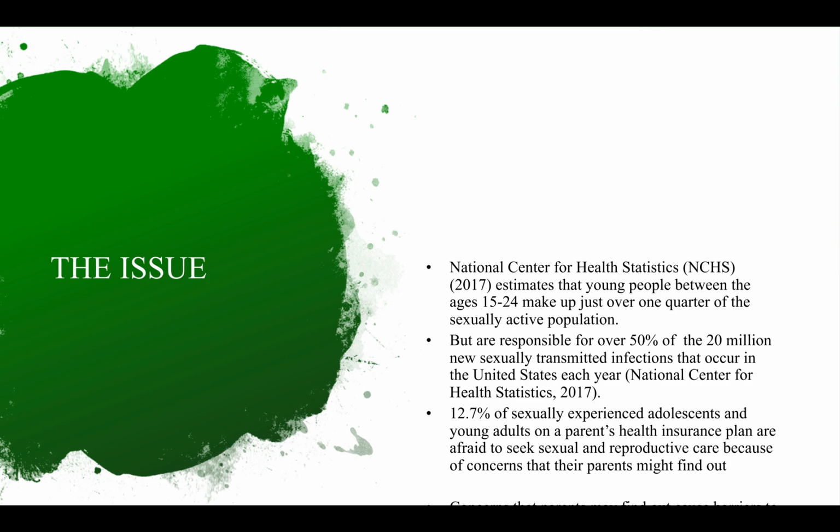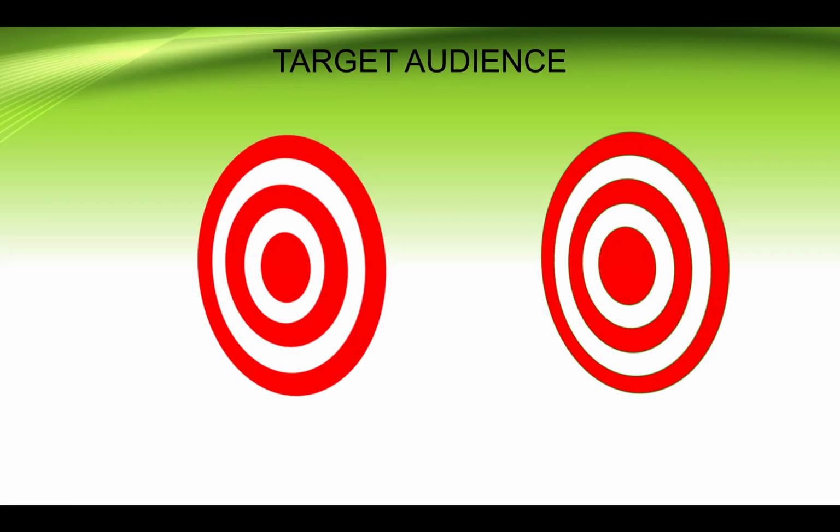Another 12.7% of sexually experienced adolescents and young adults on parents' insurances fail or are afraid to seek sexual and reproductive care because of concerns of their parents finding out that they are sexually active. So the question is, who is our target audience?